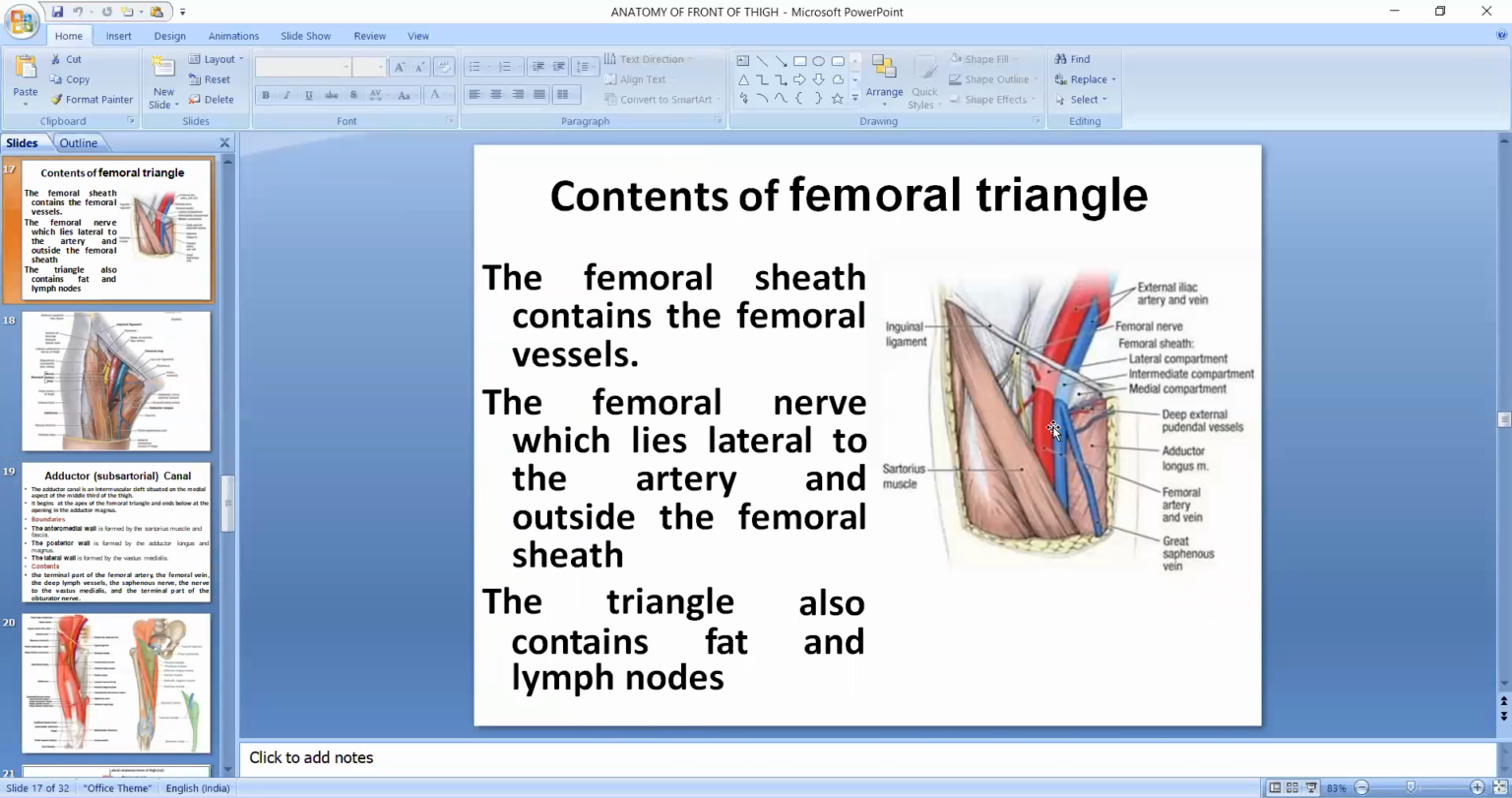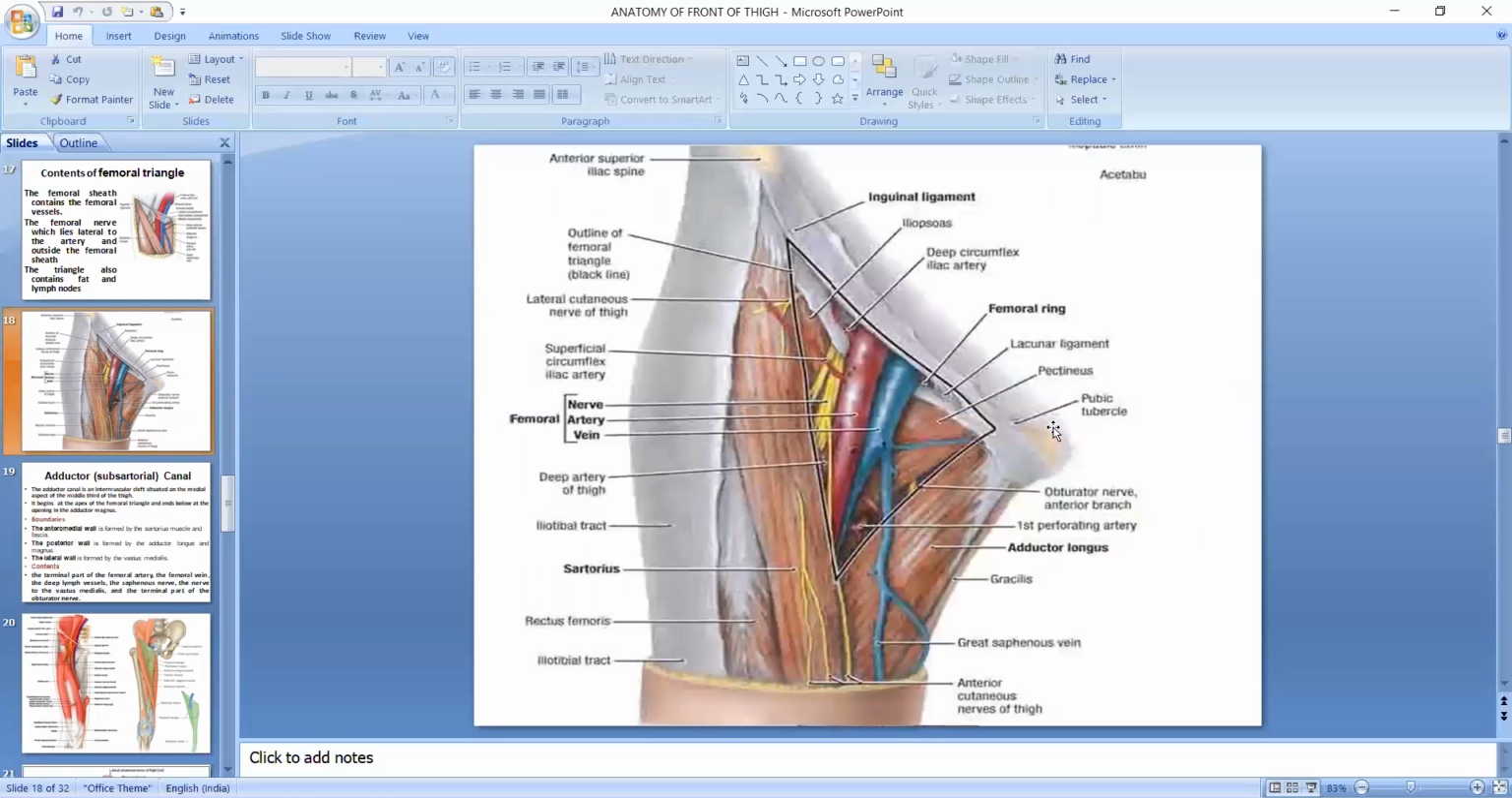What is the content of the femoral triangle? The femoral sheath contains the femoral vessels. The femoral nerve lies lateral to the artery and outside the femoral sheath. The triangle also contains fat and lymph nodes. In this picture, some vessels, nerves, and some fat are contained in the femoral triangle.